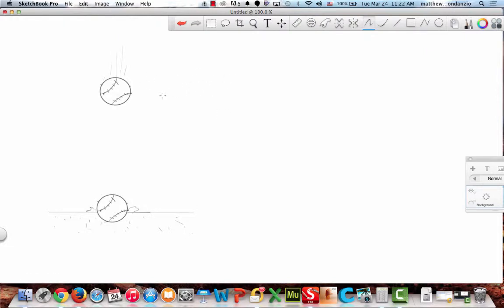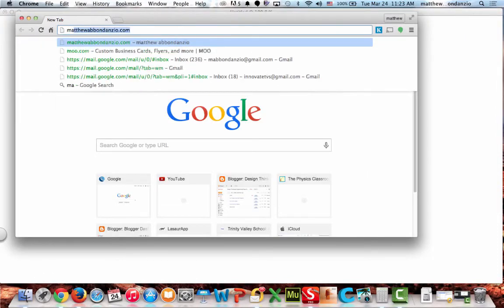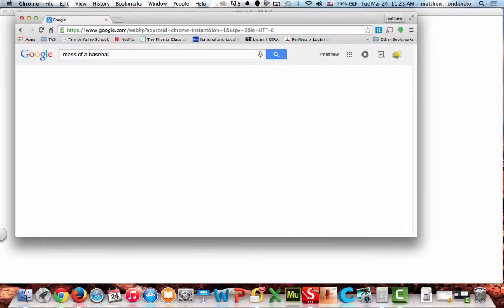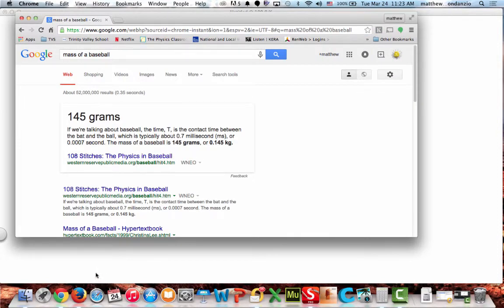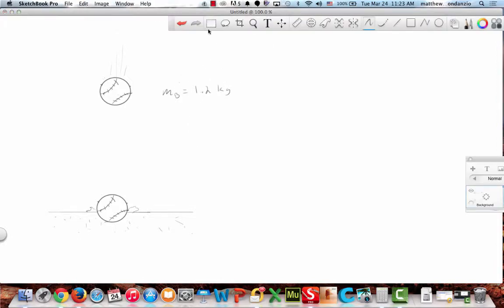Let's say the mass of the baseball is 1.2 kilograms. It's a pretty heavy baseball. How many grams is a baseball? 500 grams? 50 grams? I don't know. It's 145 grams. There we go. I know I was way off. Okay, 145 grams.